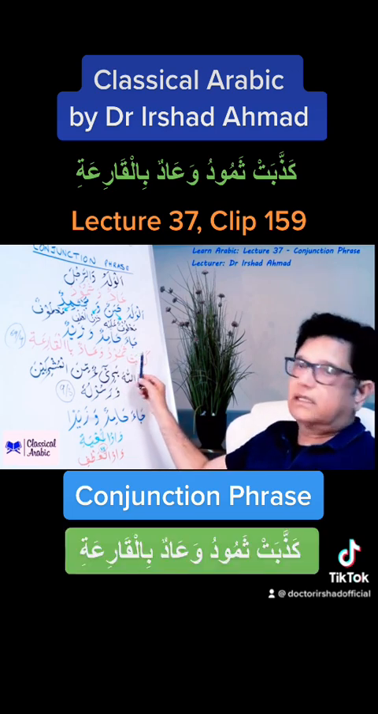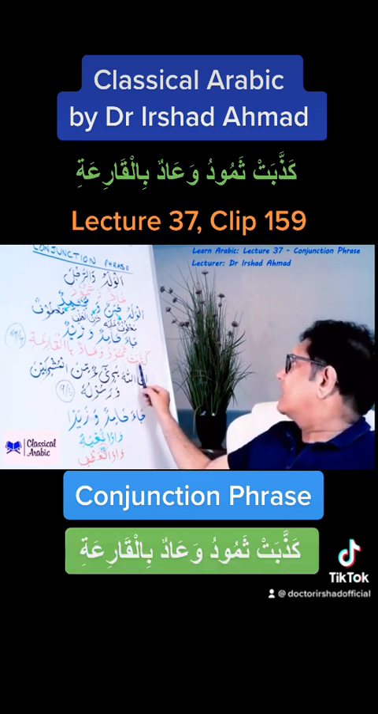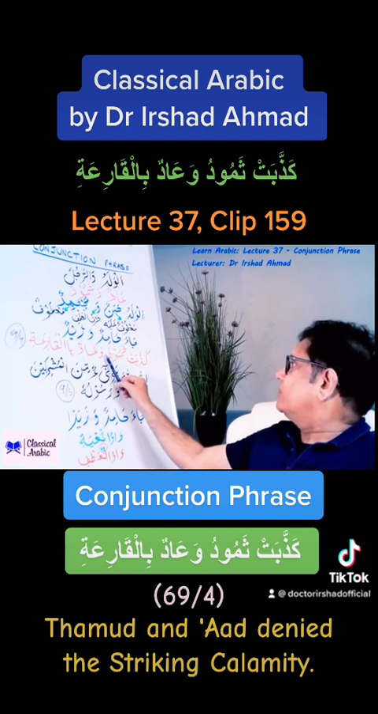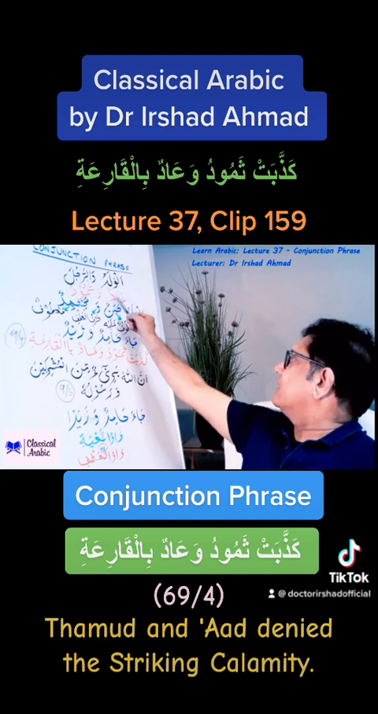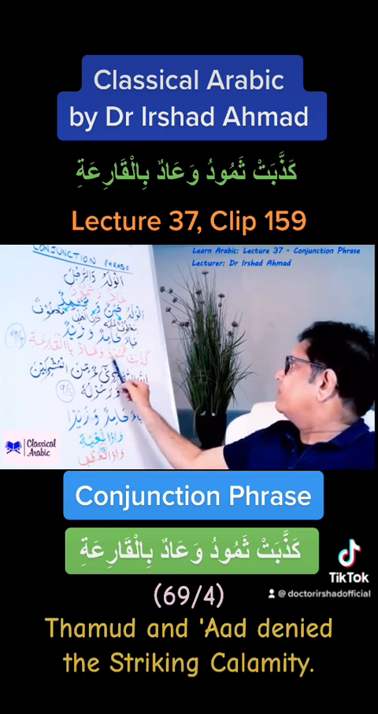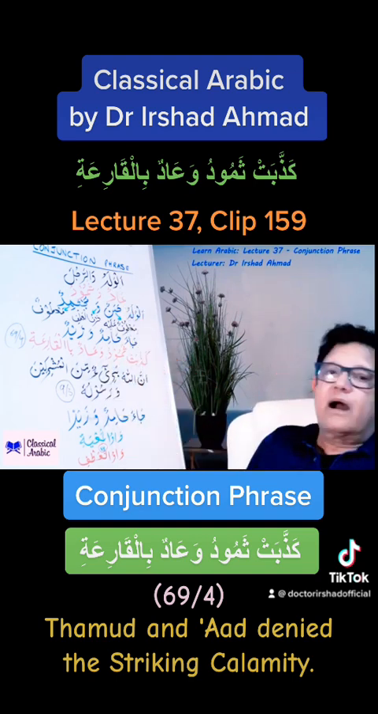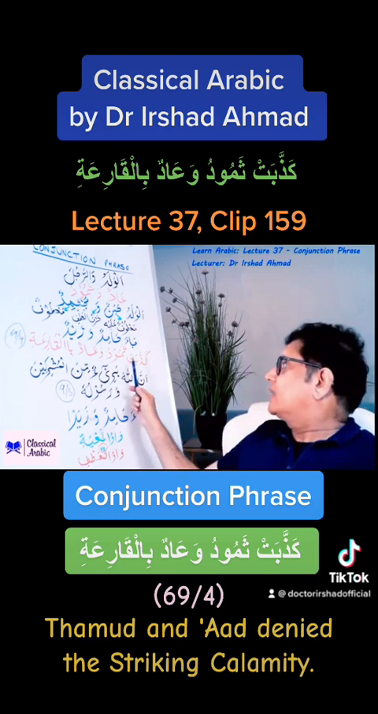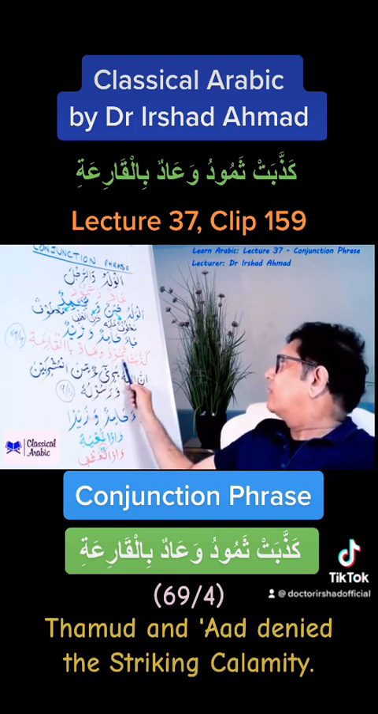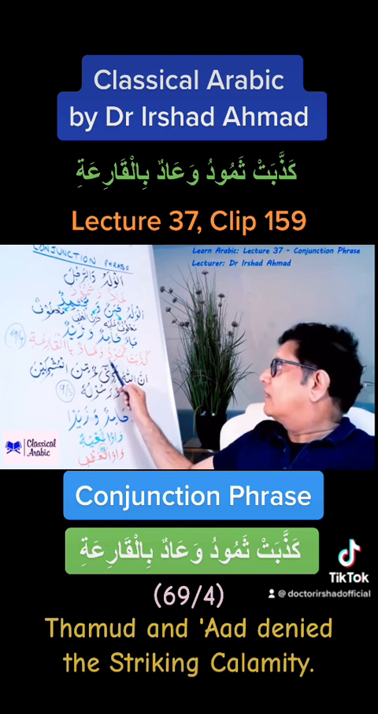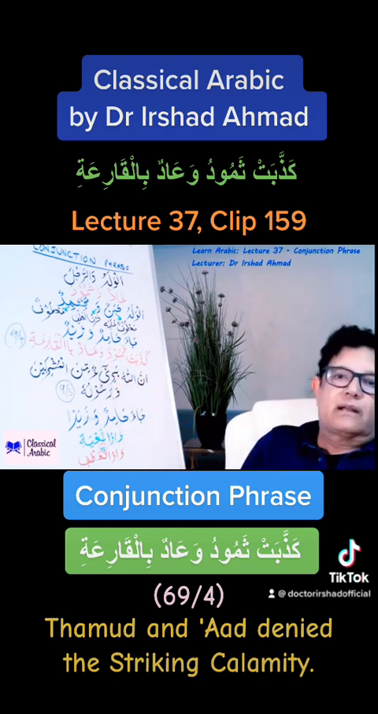Let us look at this example from Quran. Kazzabat Samudu wa Adun. This is how it is written in Quran. Kazzabat Samudu wa Adun bil qari'a. The people of Samud and Ad denied the striking calamity. So matufan alayhi and matuf, they are both in rafa here.